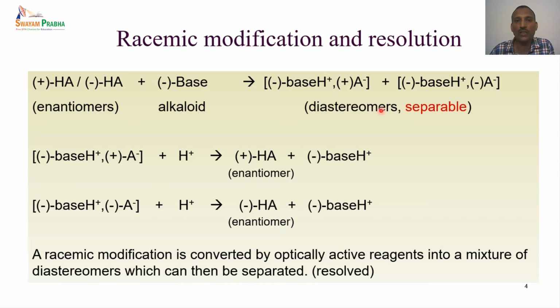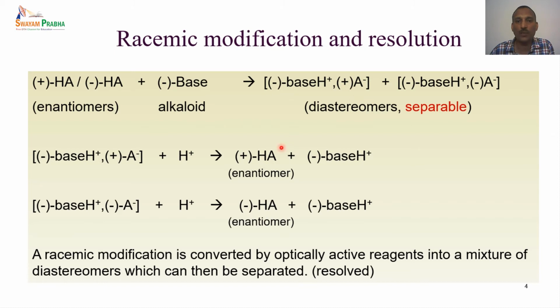So since these are diastereomers, they have different physical and chemical properties. So they can be easily separated. So that is how an enantiomer is converted to a diastereomer, and the diastereomer can be separated by column chromatography or fractional crystallization or fractional distillation methods.